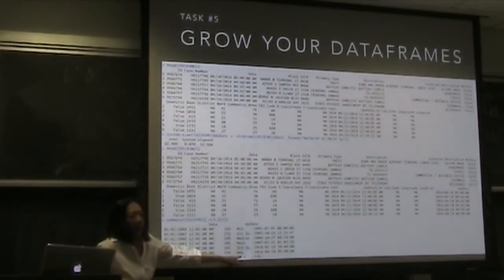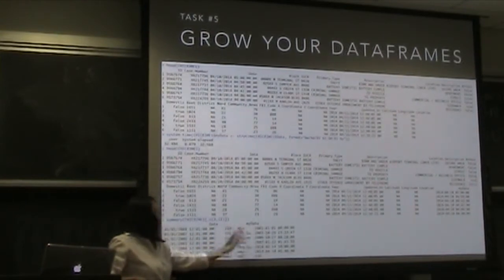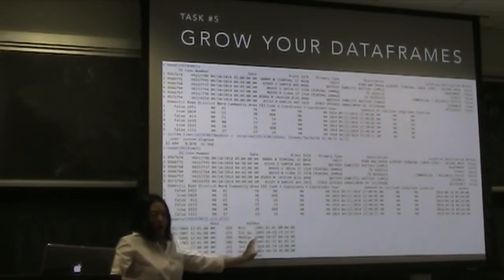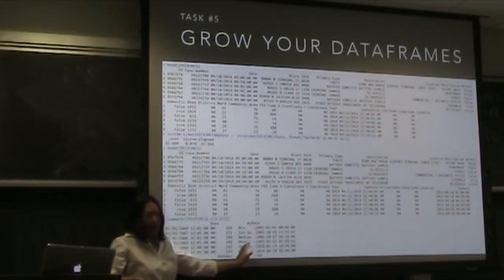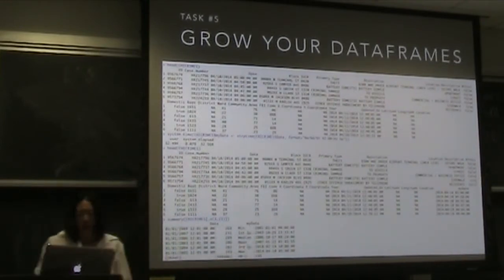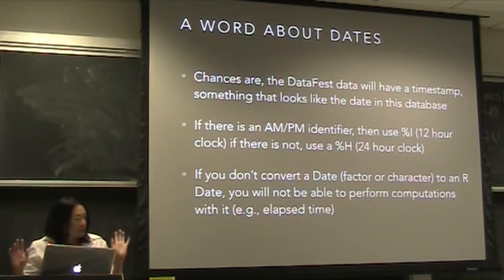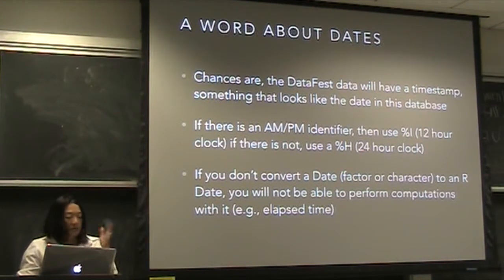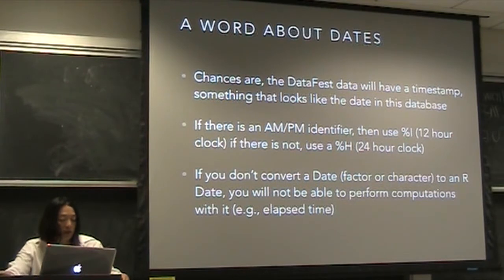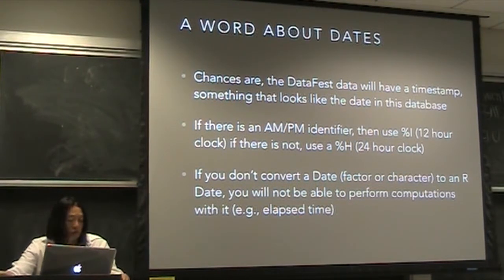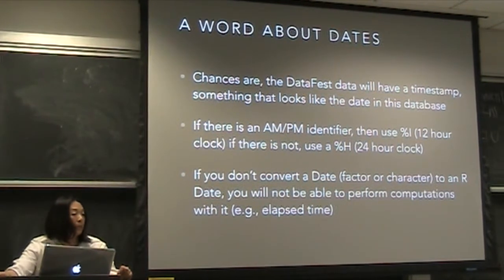All right. I don't have the time to tell you how a time variable works in R. You can always read about it, but I'll just say it's now numeric. This allows you to perform math on it. Okay. So you can compute things like, should be next slide. All right. Chances are DataFest will have a timestamp that looks a lot like the date in this database. Use an AM/PM identifier. Use the I, not an H. If you don't convert a date, whether it's factor or character, to an R date, you will not be able to perform computations with it, like elapsed time.